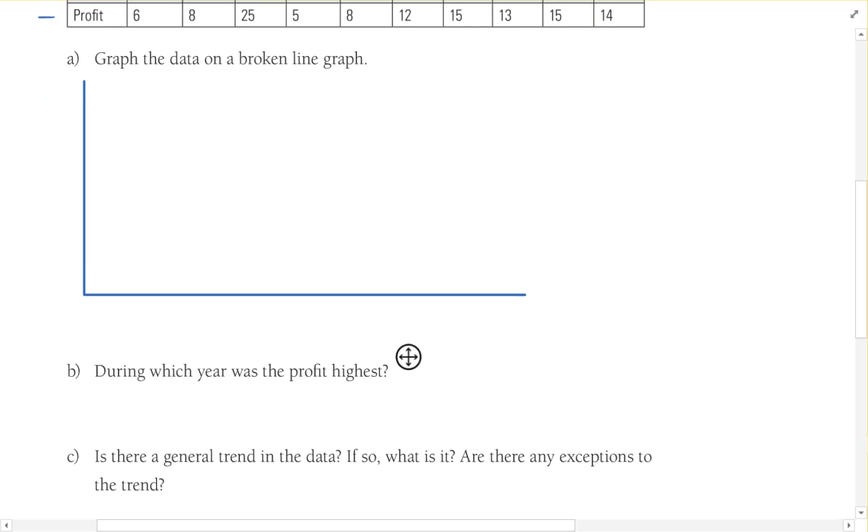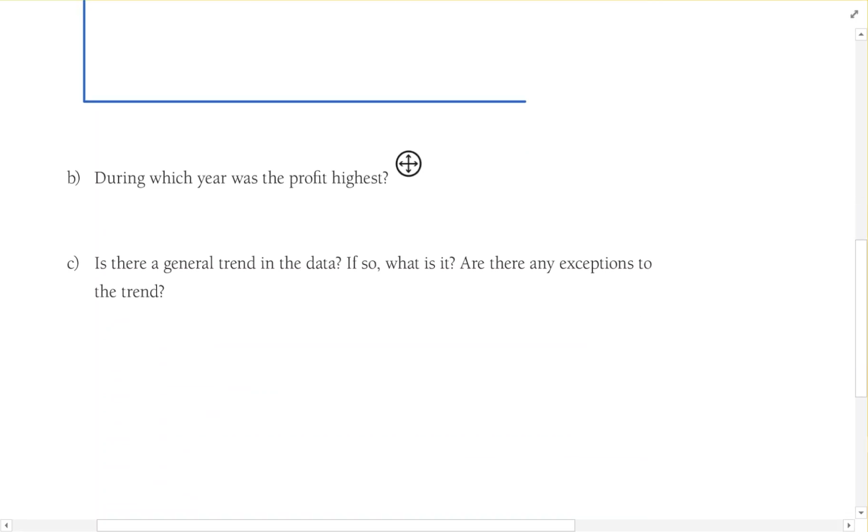Okay, part B says, which year was the profit highest? So go ahead and answer that now. Is there a general trend in the data? If so, what is it? Are there any exceptions to the trend? Okay, next question.